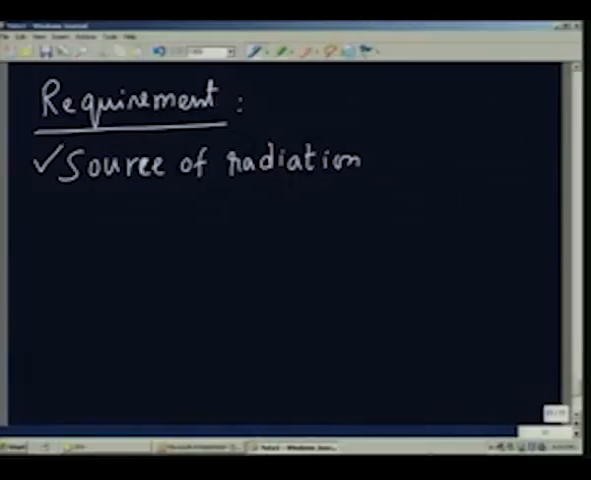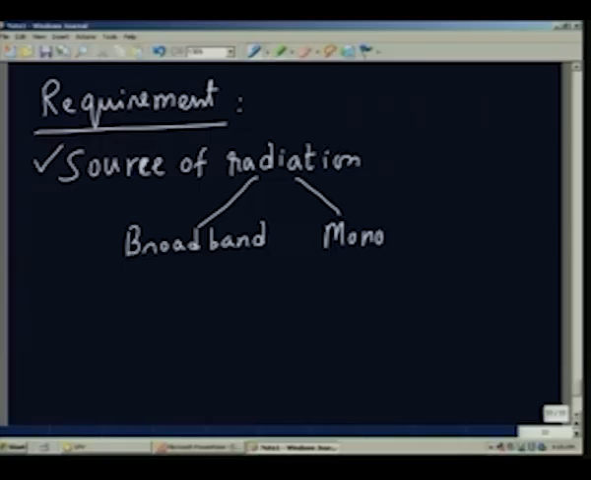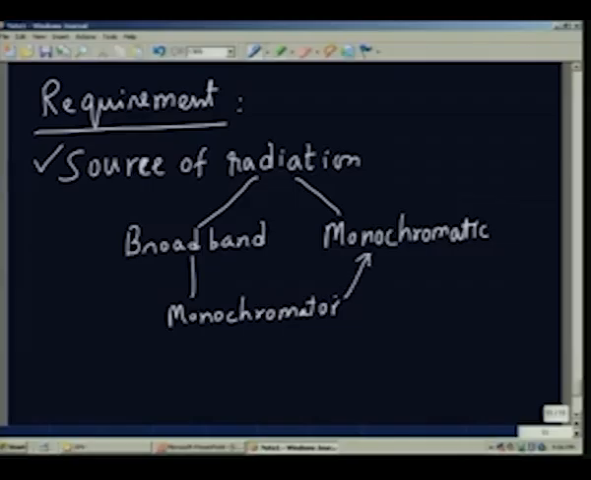Number two, there can be two types of sources. One we call broadband, that means spanning a large wavelength range. For example, a black body is a broadband source, or you may want a monochromatic source. So, there are two ways of going about it. You can use a broadband source and use a monochromator, that is, from a broadband source, use a monochromator.